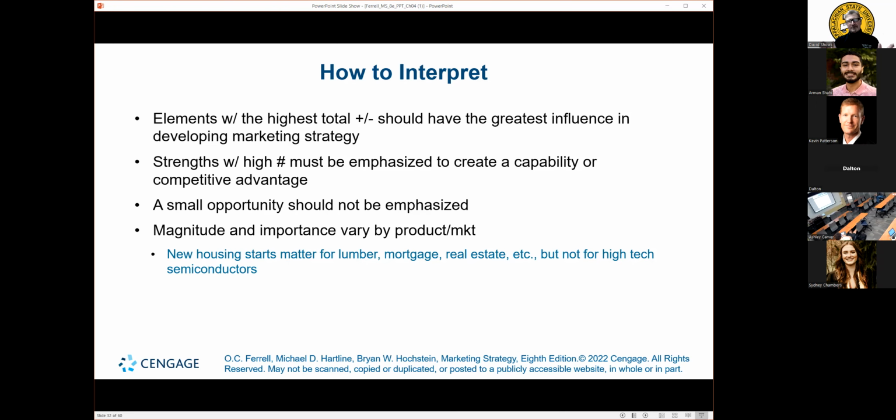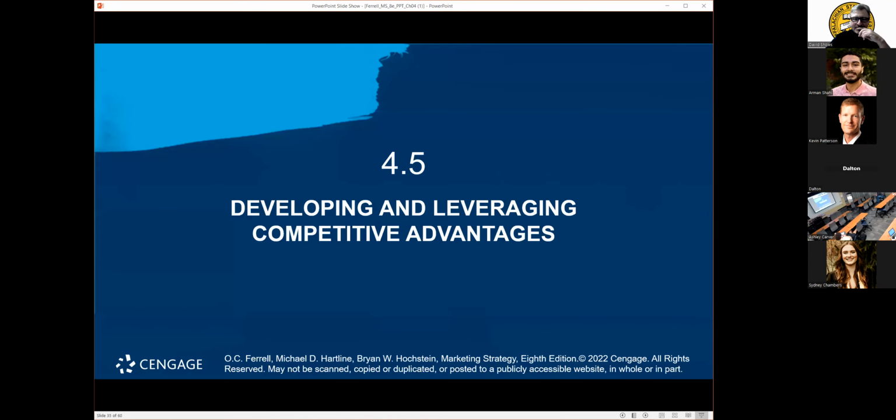So now we developed our SWOT analysis. We've made our decisions about what's valued and what's not. And now what we're trying to do is develop competitive advantages based upon the SWOT. So what is a competitive advantage? As I've said over and over again, a competitive advantage is something unique within your organization that is not easily replicated by your competitors, all right?